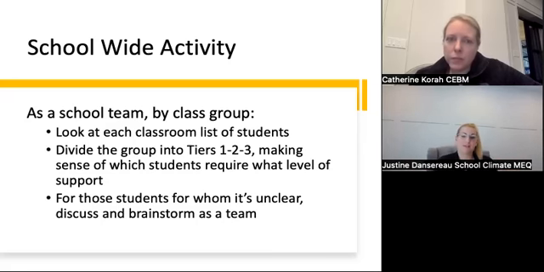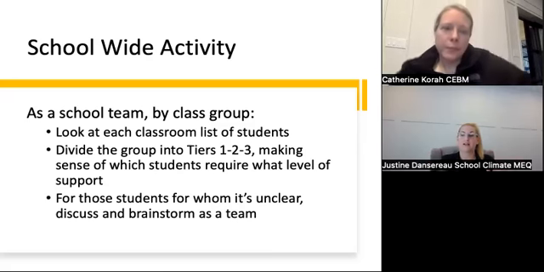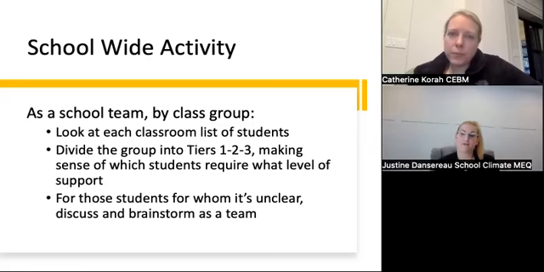And then for those students whom it's unclear, to discuss and brainstorm as a team. Is this student really a tier 2? Maybe for me, he's a tier 3, or she's a tier 3, or they're a tier 3. So it's really important to look at that example as well. Where does the student fall with regards to academics, and where does the student fall with regards to behavior? Obviously, we're talking behavior here today, but it's interesting to see the academic portion as well, and then to look at the behavior components, where they fall.